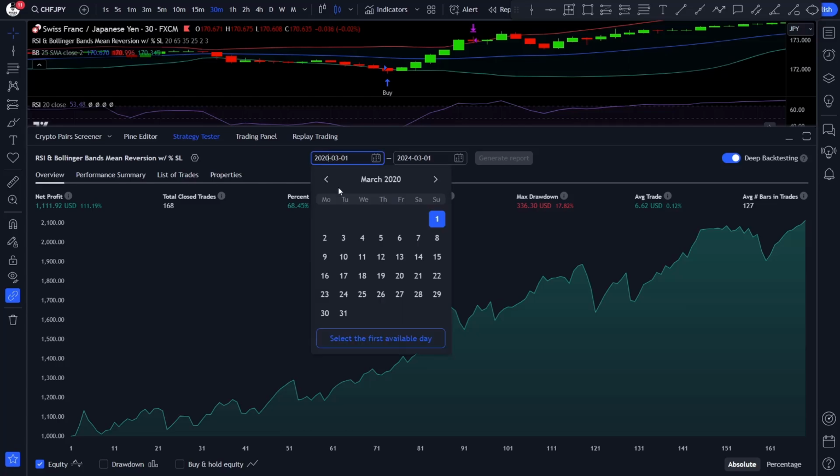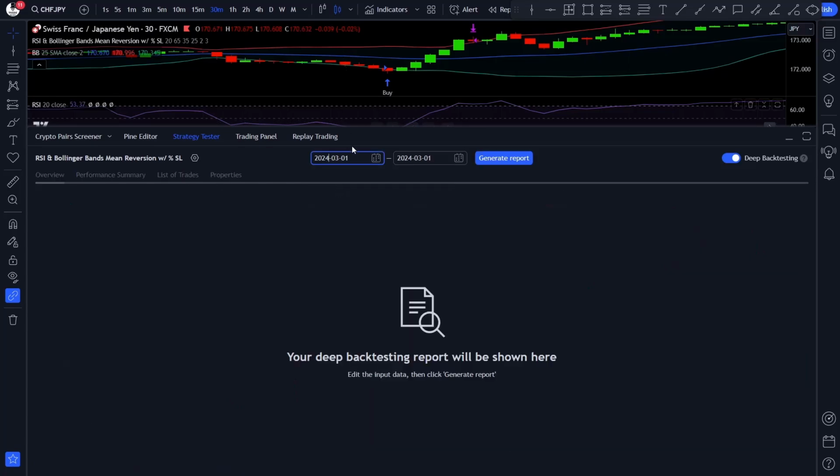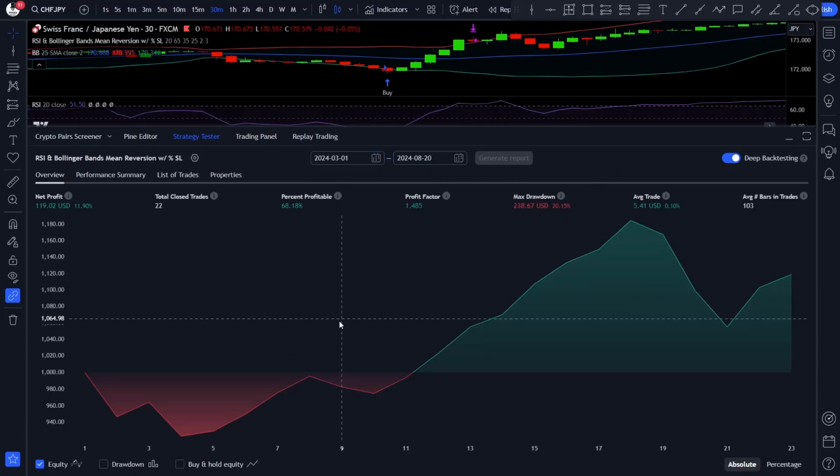I will set the start date to 2024, the 1st of March, and the end date to August, the 20th. And yes, it is even profitable after the optimization date. Although we have a pretty big drawdown, but that was just a 20% maximum drawdown limit, which is inside my tolerance. During this period, the script made 11.9% net profit, took 22 trades, with a 68% win rate, 1.4 profit factor, and as I said, with a 20% maximum drawdown.